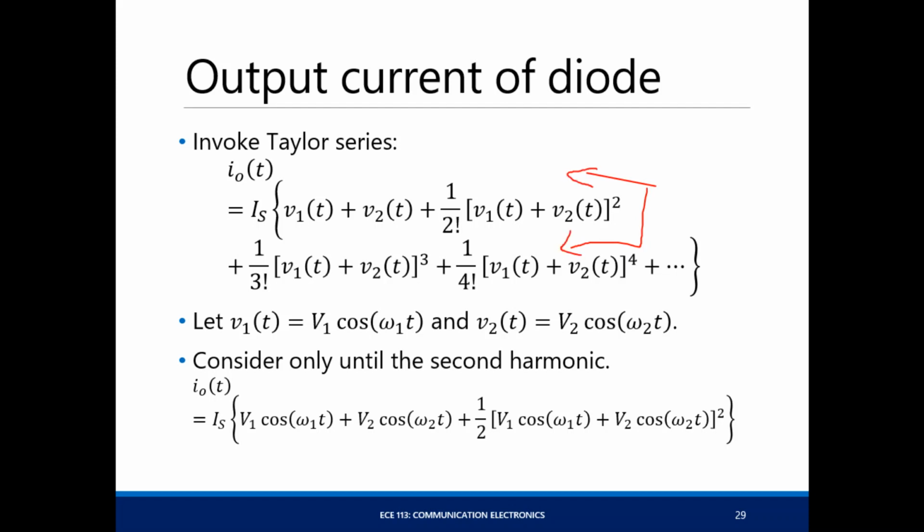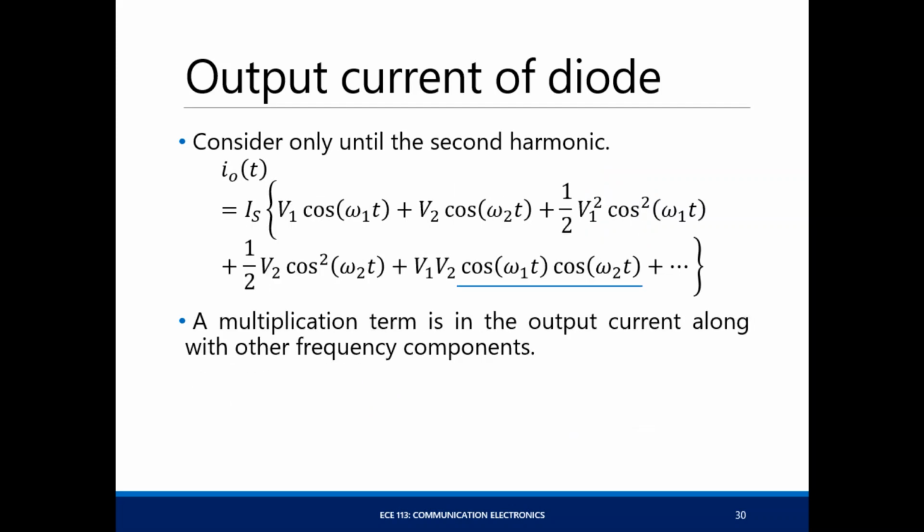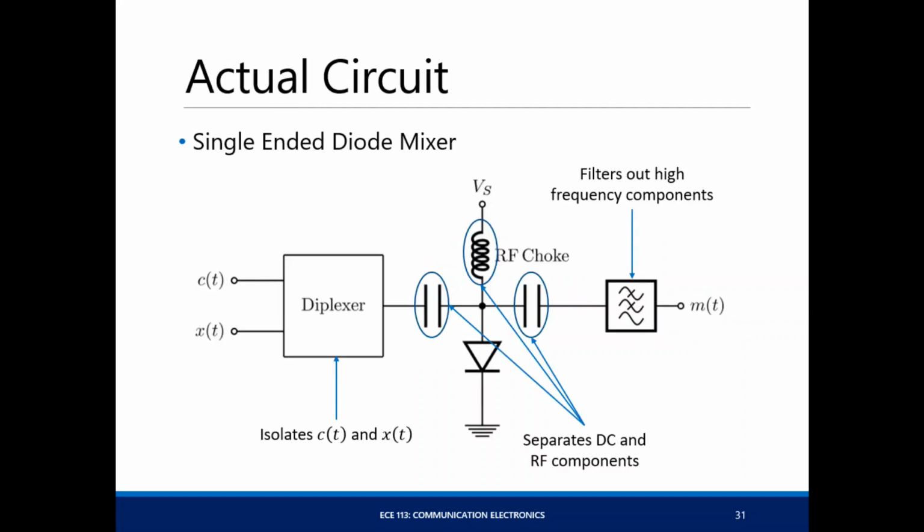So if we do that, we get this equation. And we get the current output with the multiplied term. Right? To convert that to voltage, you just need to pass it to a filter.